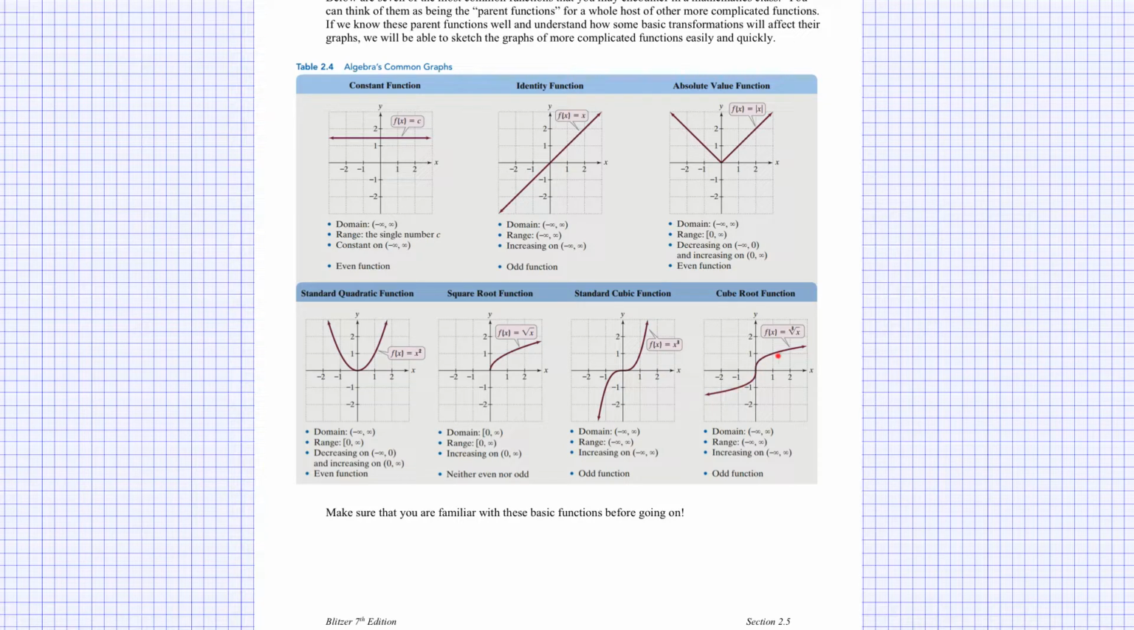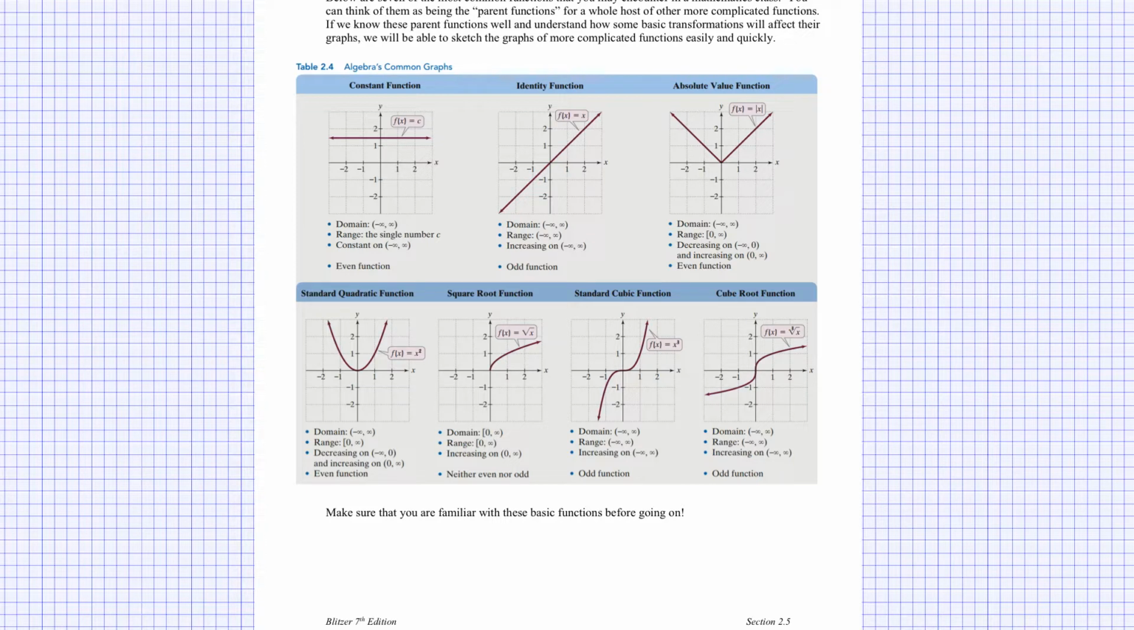This function is also increasing on its entire domain. As I read from left to right, my pen is always going up. It's rising from left to right. And again, I'm looking at an odd function, because if I put a pen, P-I-N, in the origin and turned it through 180 degrees, it would match itself perfectly.